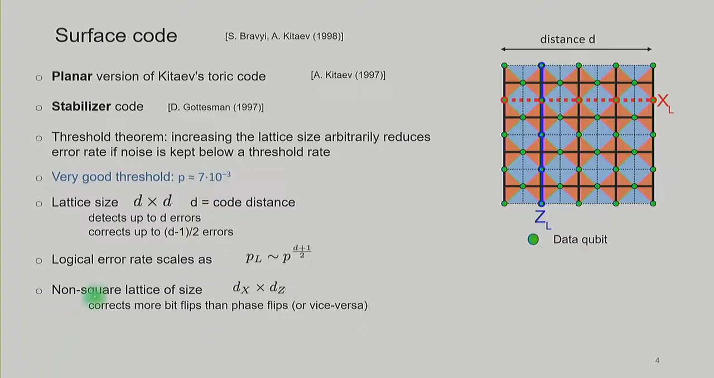But we can also consider non-square or rectangular lattices, for which we increase the code size in one direction or in the other to increase the protection against a particular type of errors, either phase flips or bit flips.